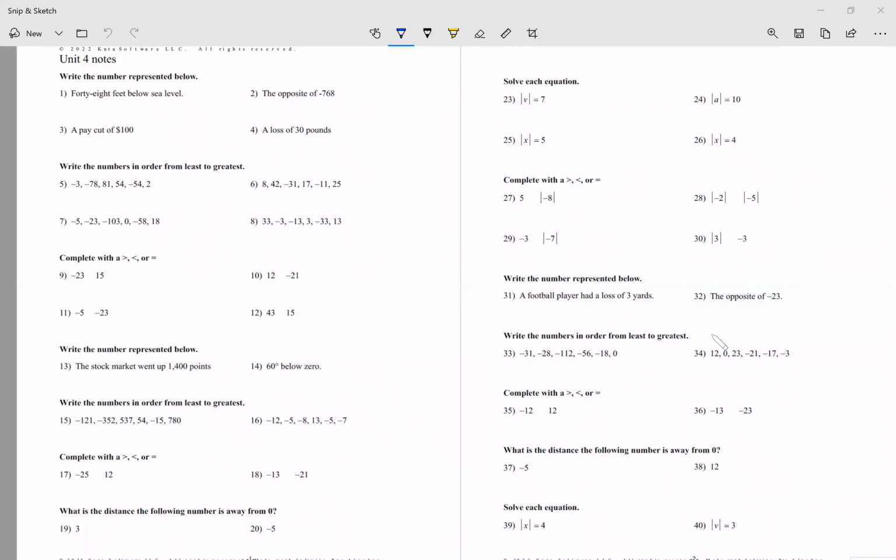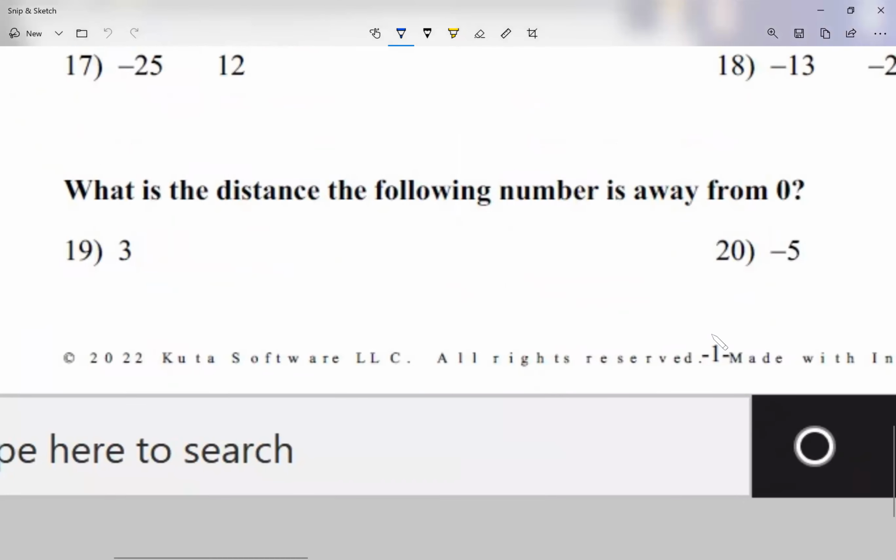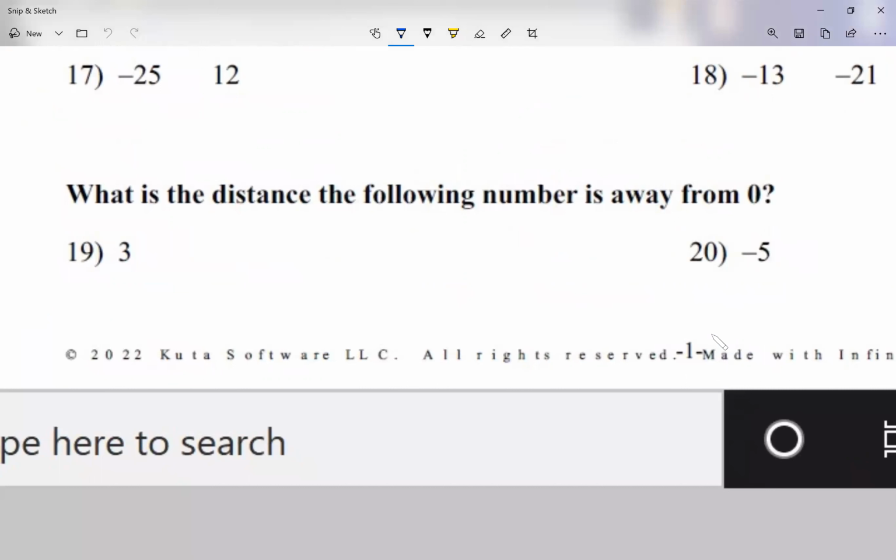Okay, so now we're going to be looking at distance from zero. Let's take a look at questions 19 through 22. So here's this. What is the distance of the following number? What is the distance the following number is away from zero?